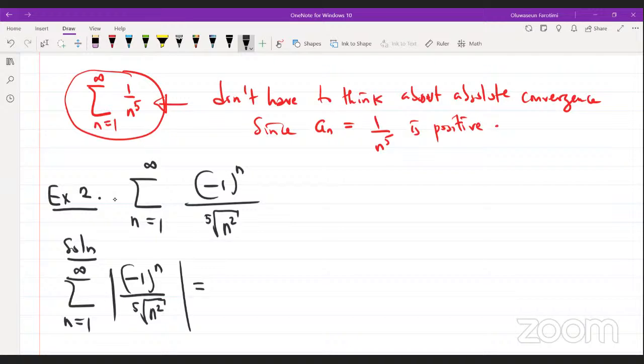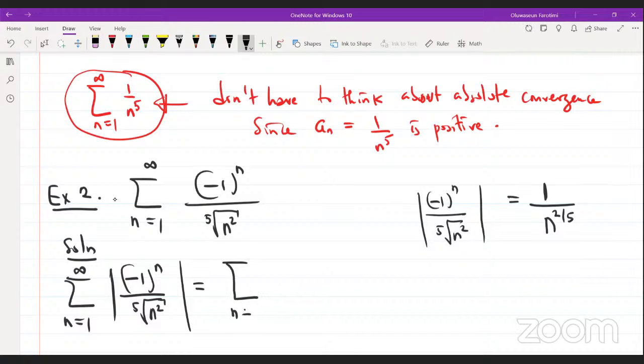Okay, so now let's come here and say, what is this guy? Of course, the absolute value gets rid of the negative on top. 1 to the power of n is just 1, so you have a 1 on top, over the fifth root of n squared. I can write that as n to the power of 2 over 5, right? So this is going to be the series as n goes from 1 to infinity of 1 over n to the power of 2 over 5.